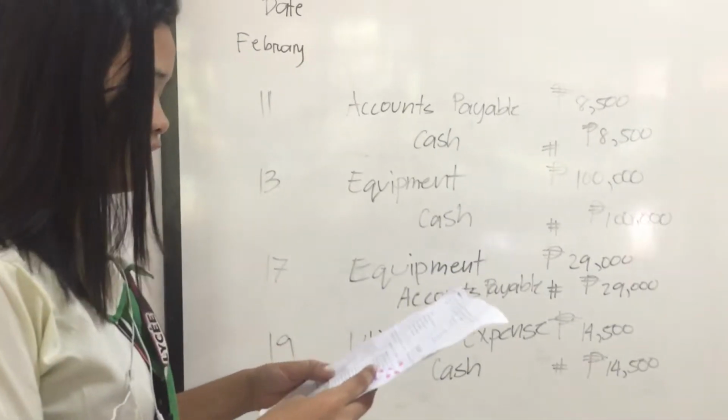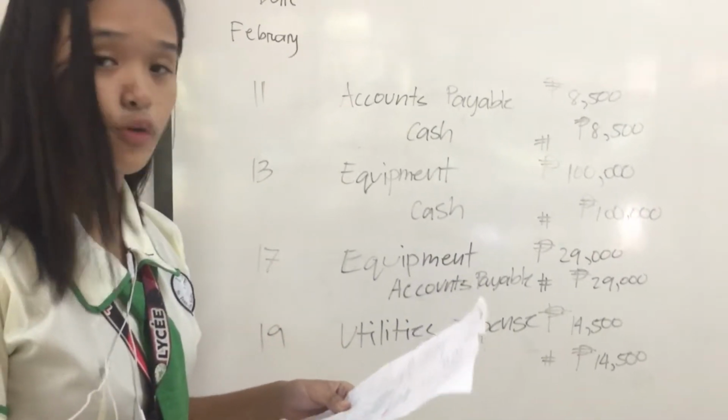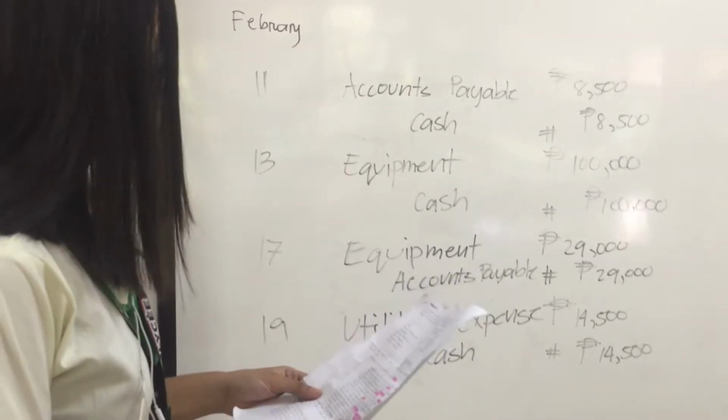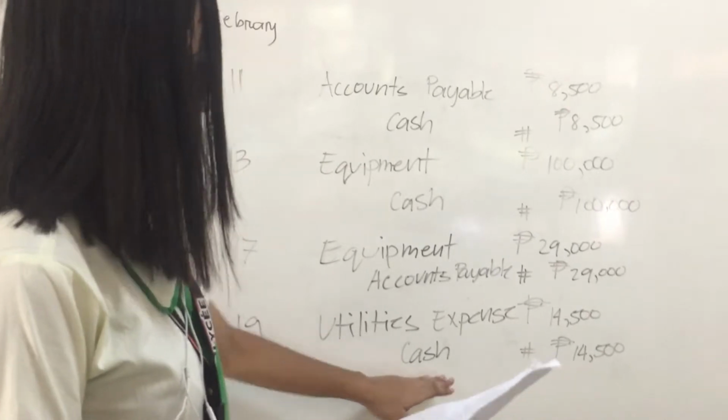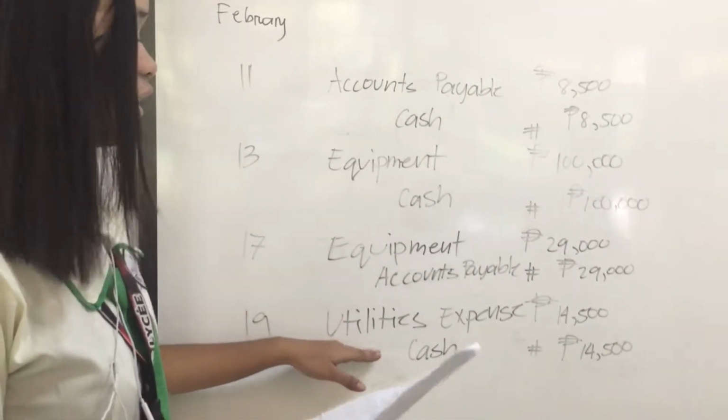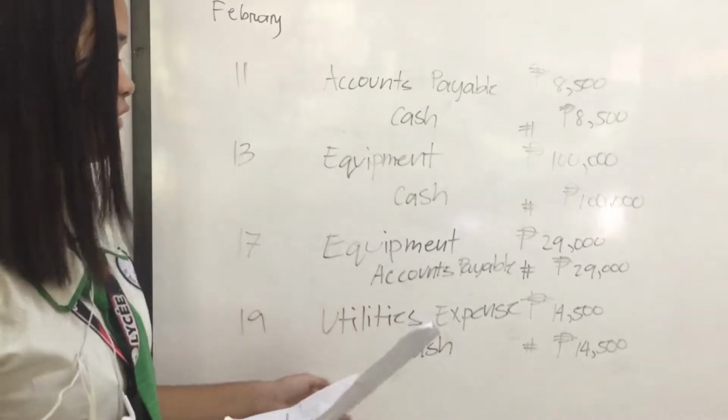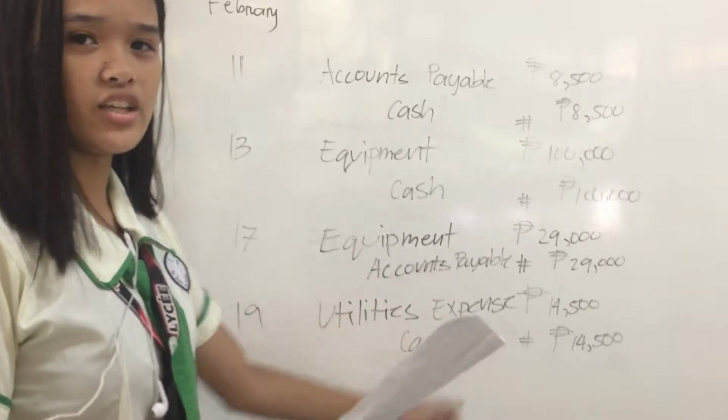On February 19, paid this month's utility bill of 14,500. So, paid. Your credit is cash since you paid, and your debit is utilities expense of 14,500, and don't forget to end your transaction.